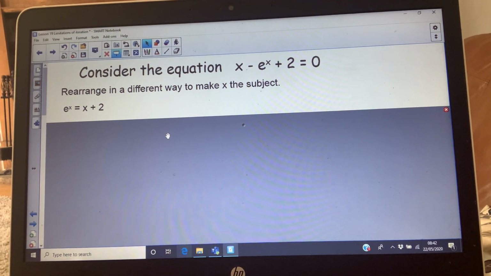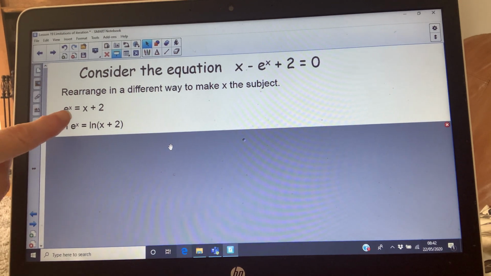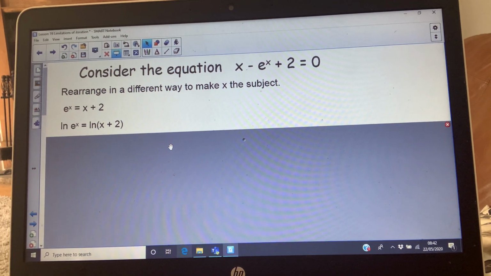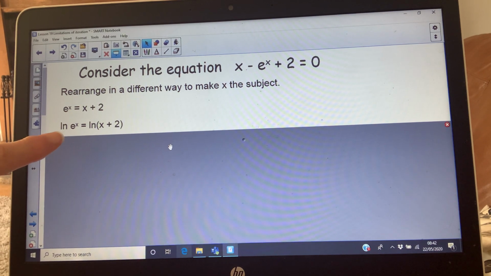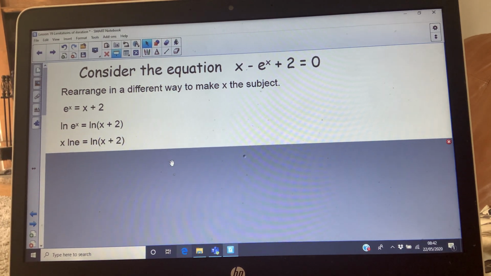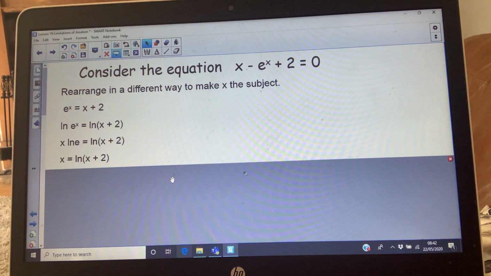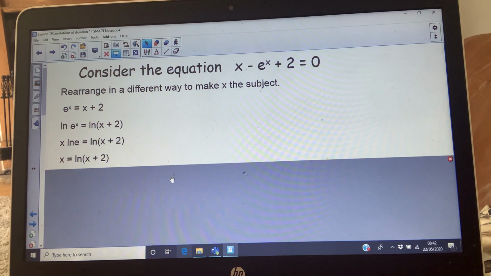And now I'm going to take natural logs of both sides. That's the only way that I can get that x to not be a power or an exponent. Sorry, birds just hit my window there. So if I take logs of both sides, the x will come down. And of course, I know that the natural log of e is 1. So there I have a totally different rearrangement of this equation.